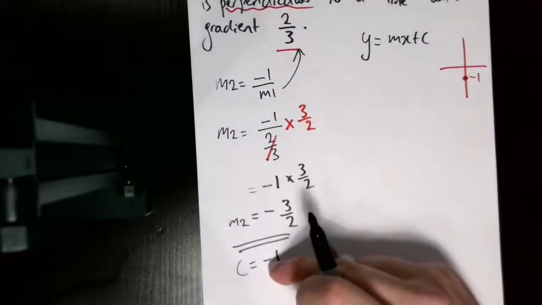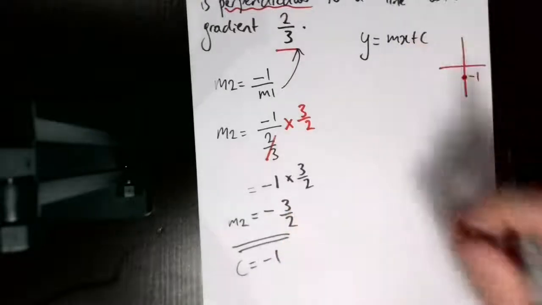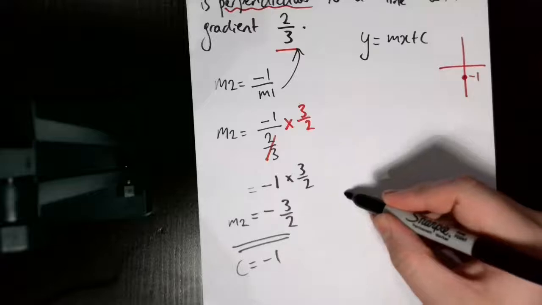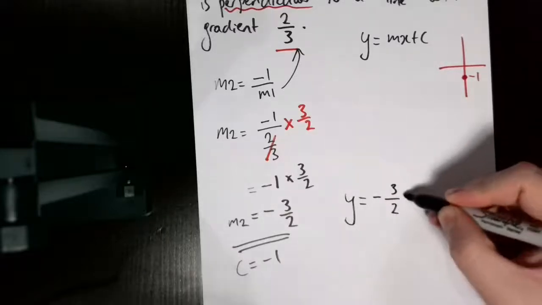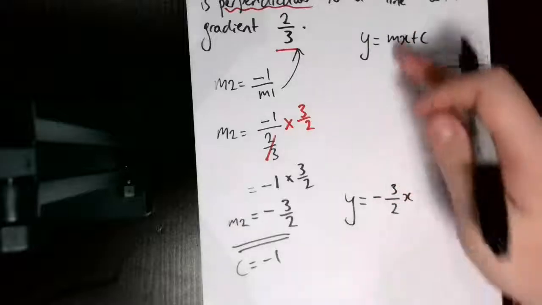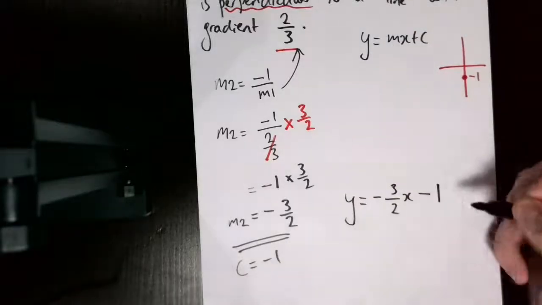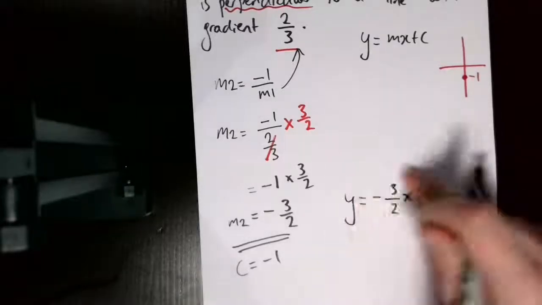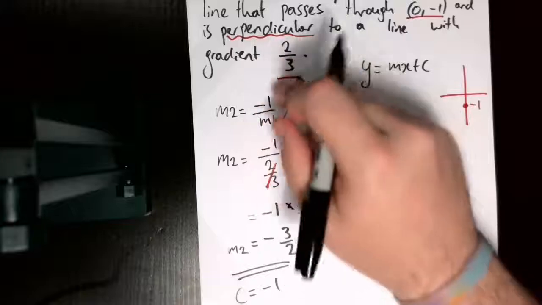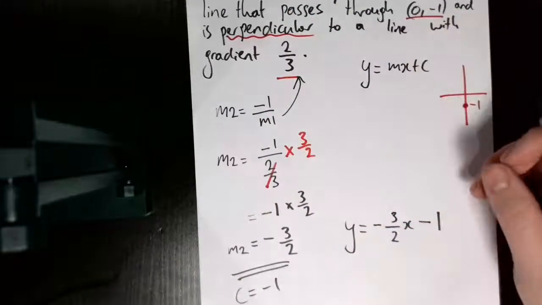So we just take our c and our m, our intercept and our gradient, and plug them back into the original equation. And this is what we get: y = -3/2 x - 1, because we're replacing the m with our gradient and the c with -1. So this is our line perpendicular to our original line that had a gradient of 2/3. It meets that line at a right angle.